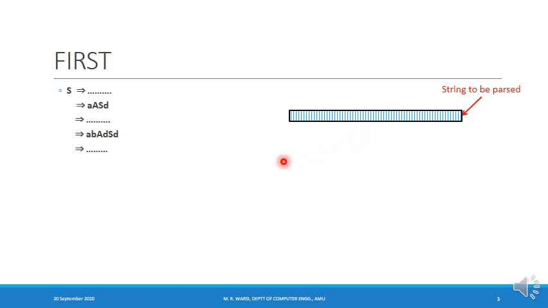So we are starting the derivation from the starting symbol capital S. During the parsing, during the derivation, let's say I obtain the sentential form small a, capital S, small d. What is the significance of this? What is the meaning of this? The meaning of this is, if this is the sentential form, then on the basis of this I can break the given string. And how can I break the given string?